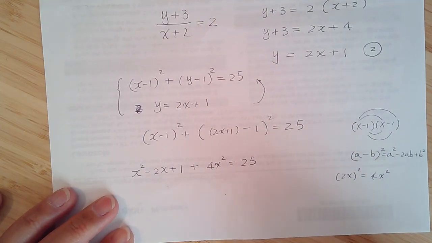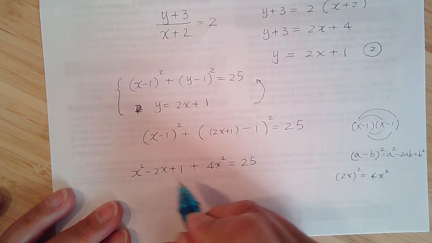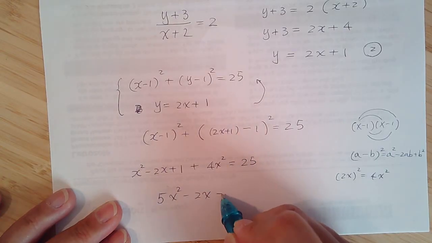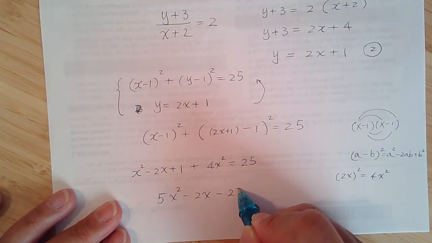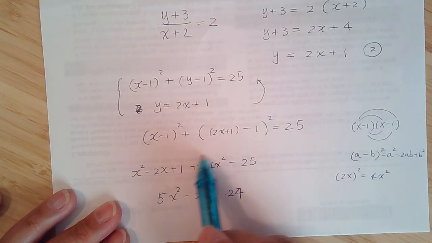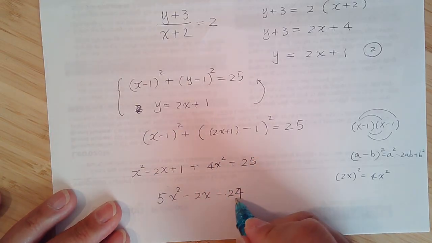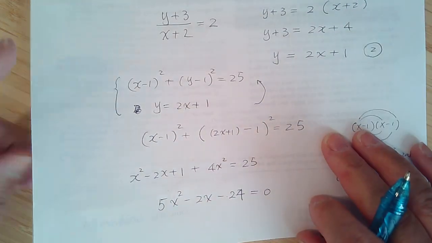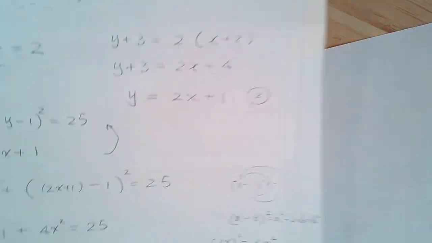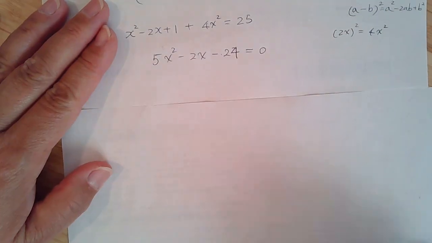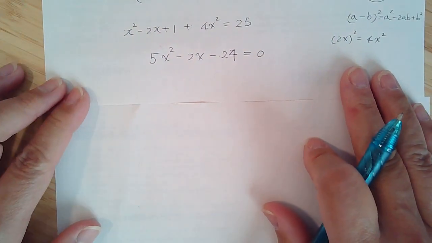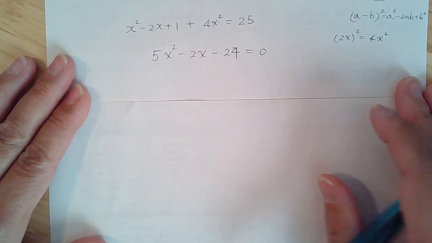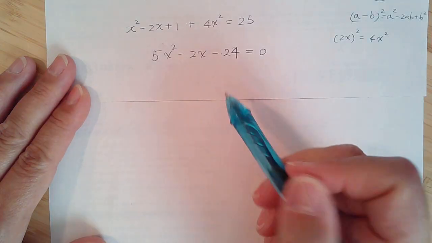So far, it's pretty nice, right? So I'm going to combine like terms. I get 5x squared minus 2x minus 24, because I have a positive 1, I bring this here, I subtract 25 on both sides, and I get negative 24 equals 0. Now this is not very obvious. If you want to solve this, you can use the factor method. I don't know how many of you still remember how to factor this quadratic expression, 5x squared minus 2x minus 24.